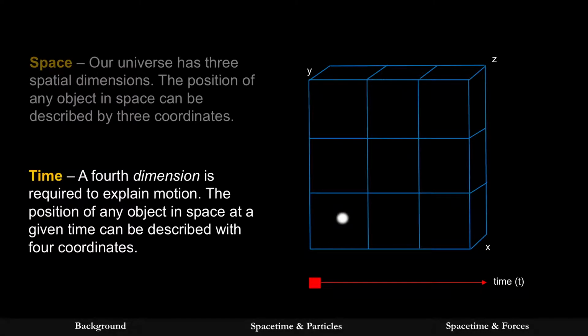But if you want to explain motion, or where something was yesterday, backwards in time, forwards in time, you need time, a fourth dimension. And so with now four coordinates, you can describe where an object is in our entire universe at a given time. That's space-time.